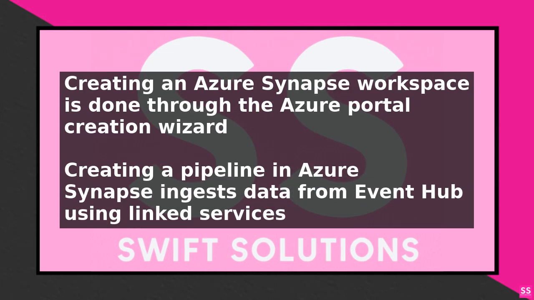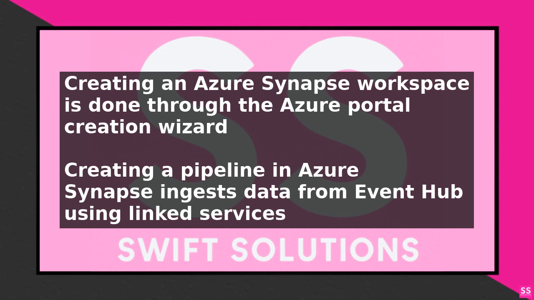To do this, we need to create a linked service for Event Hub and a dataset for the data we want to ingest. We then create a copy activity in the pipeline that uses the linked service and dataset to ingest the data. It is also important to consider security and authentication when ingesting data from Event Hub.